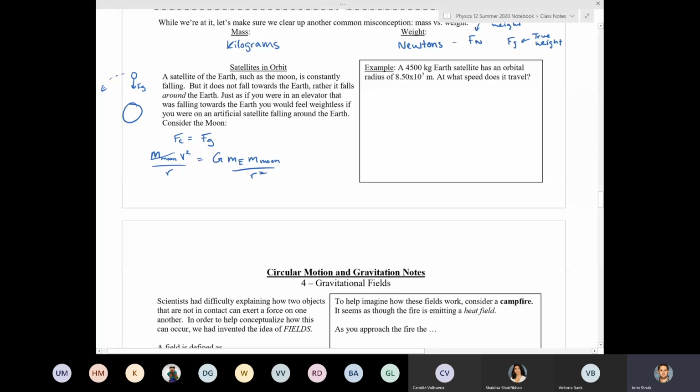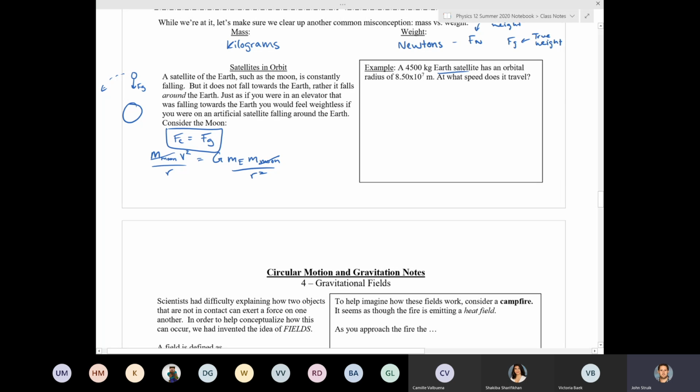The mass of the moon doesn't actually matter. And then you can start solving things like that. So in terms of satellites, the important part is that the FC is equal to the FG. Okay, so let's look at an Earth satellite, like the satellite that gives us cell reception or whatever.